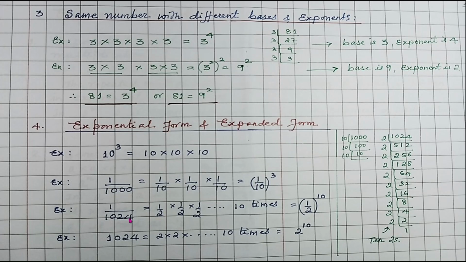Similarly, 1 by 1024 means that 1 by 2 into 1 by 2 into 1 by 2 is multiplied 10 times, and which can be written as 1 by 2 raised to 10. So therefore, we can convert any number in exponential form in this method.